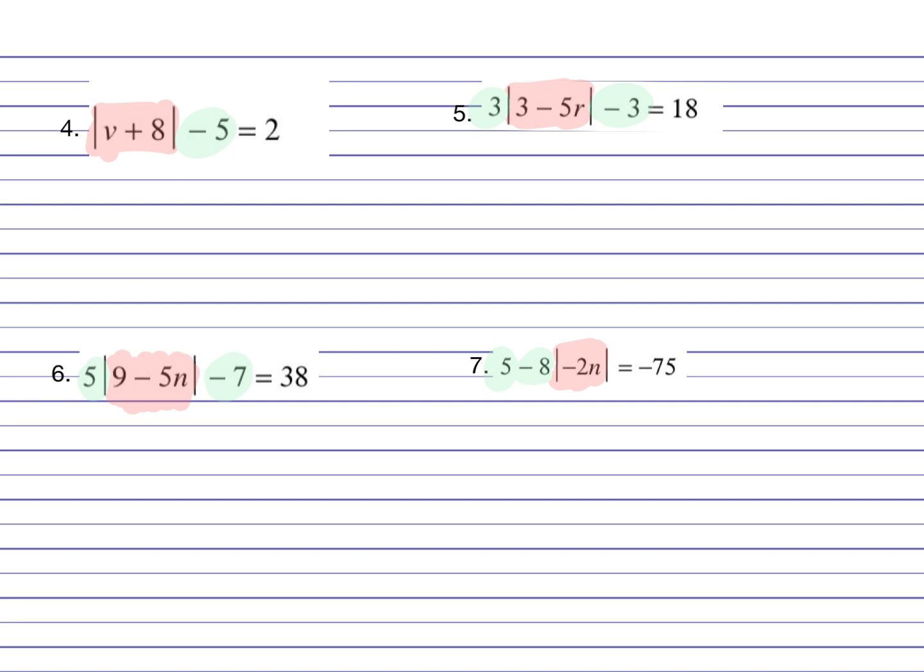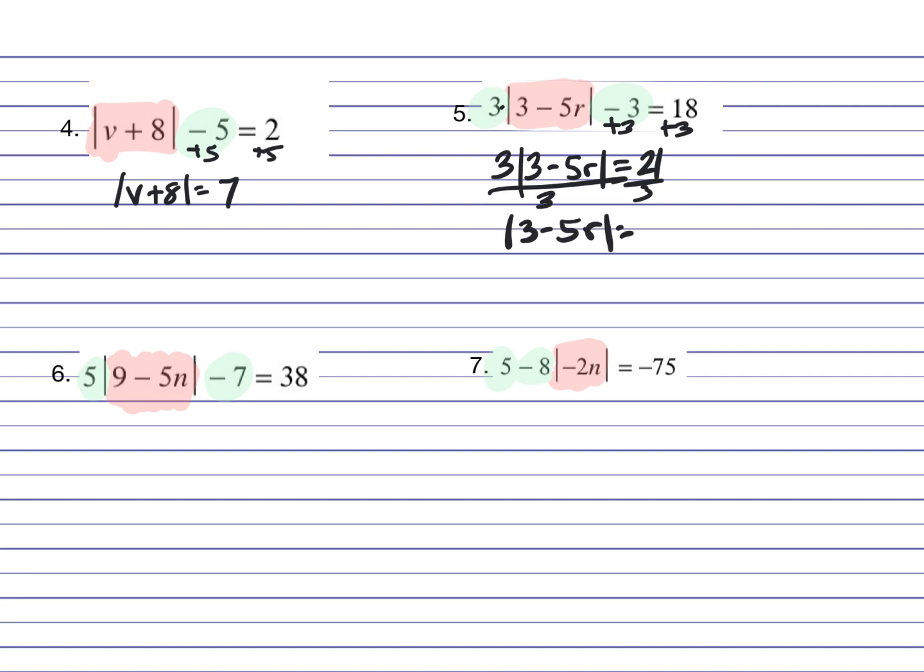So be very careful. That's the first thing I'm going to do, I'm going to go through and get all these alone. How do I get rid of subtracting 5? I add 5. So I've got the absolute value of b plus 8 equals 7. Okay, here I've got two things to get rid of. Do I get rid of multiplying by 3 first or subtracting 3? And hopefully you said get rid of subtracting 3 first. So 3 times the absolute value of 3 minus 5r equals 21. Now I have to divide by 3. So the absolute value of 3 minus 5r equals 7.